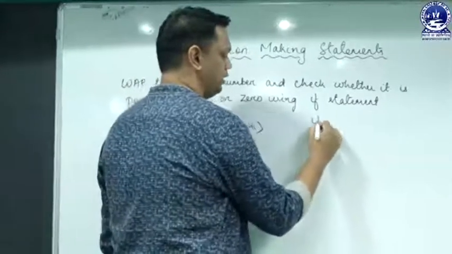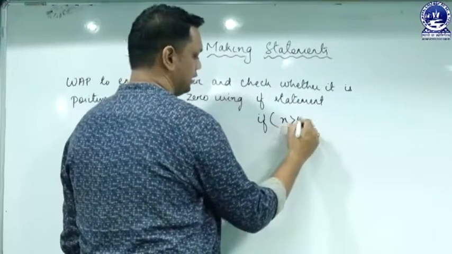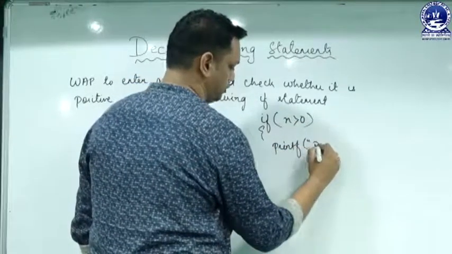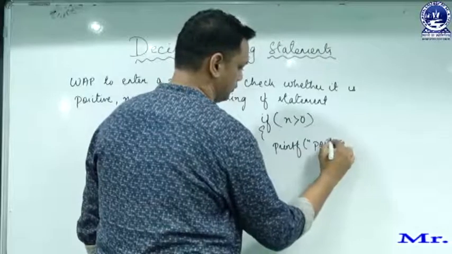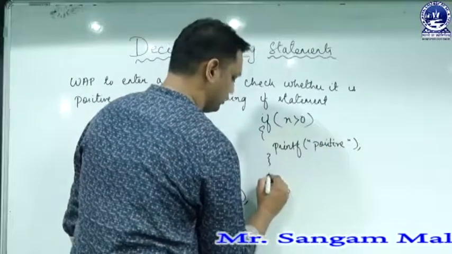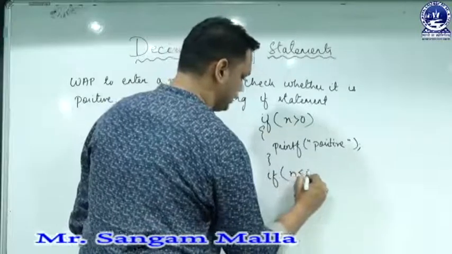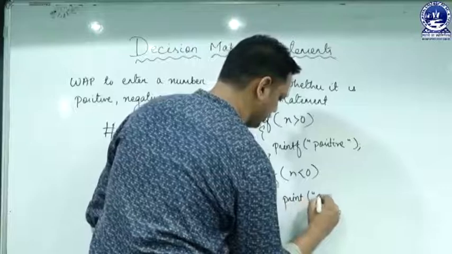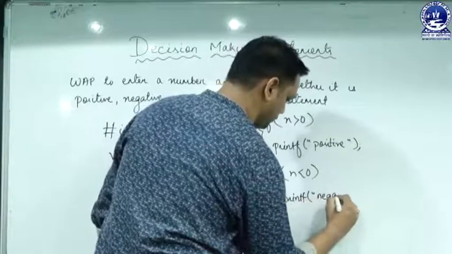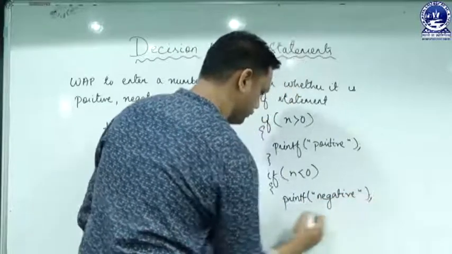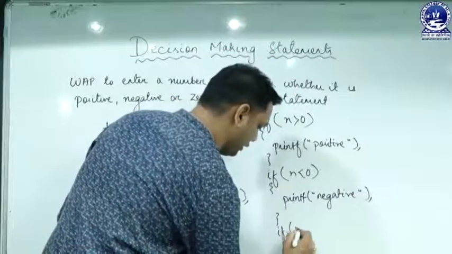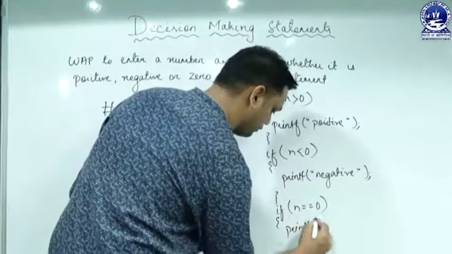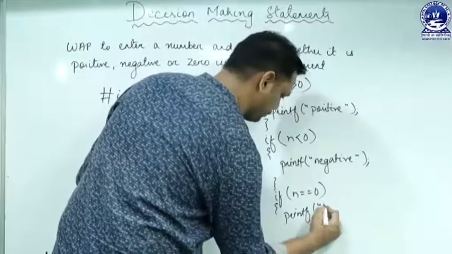So I will write if n is greater than 0, it will print the message printf positive. If n is less than 0, it will printf negative, and if n is equal to 0, we will printf 0.